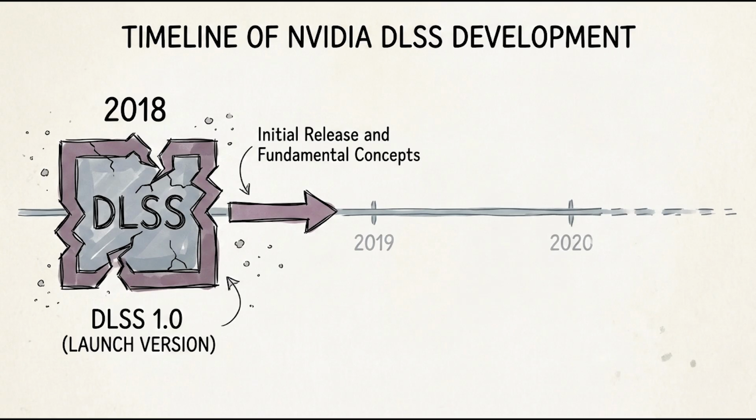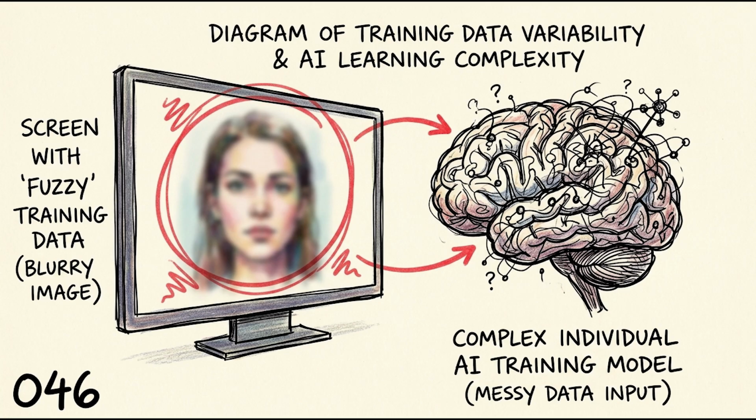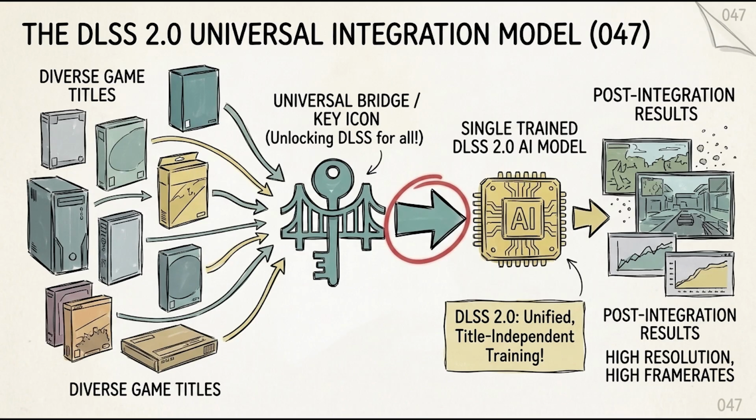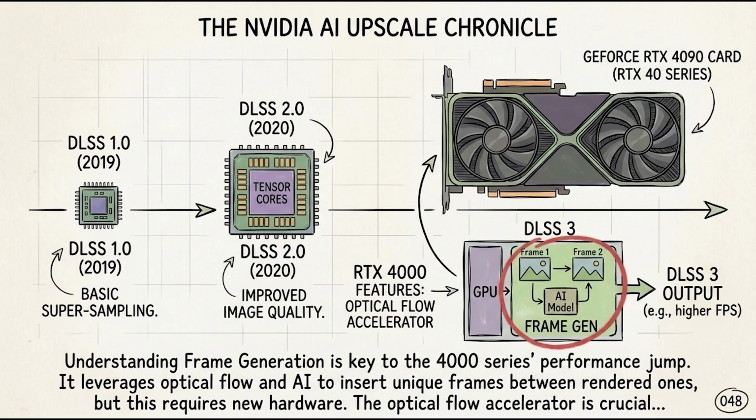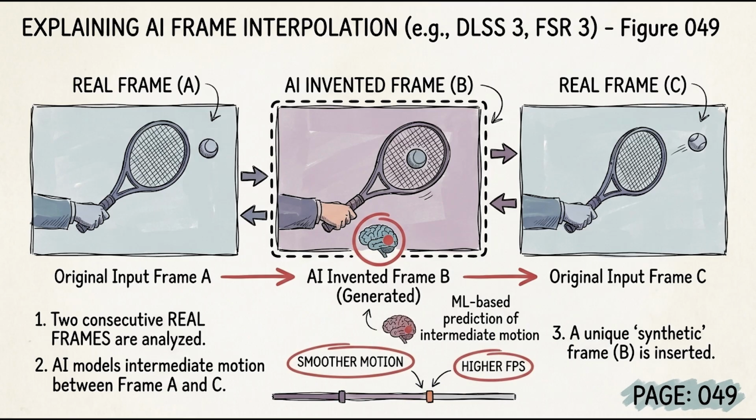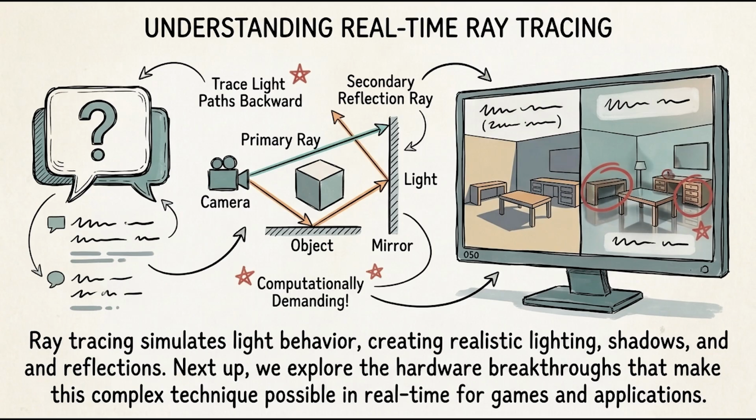DLSS has evolved dramatically since launch. Version 1.0 arrived with the RTX 2000 series, and it was rough, blurry, inconsistent, and each game needed its own AI training. DLSS 2.0 changed everything with a universal model that worked across all titles. The quality jump was massive. DLSS 3 launched with the RTX 4000 series and introduced frame generation. That's where the AI literally invents entire frames between the real rendered ones. Your GPU renders one frame, the AI creates the next.